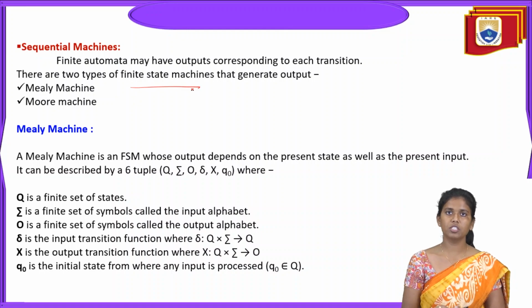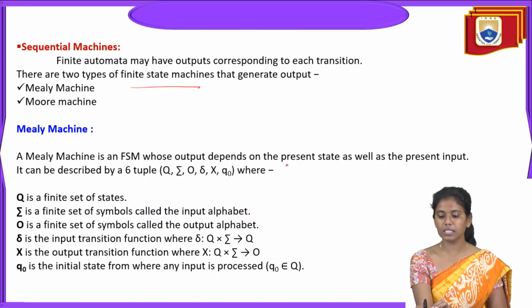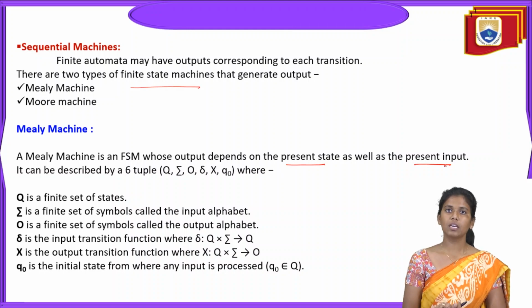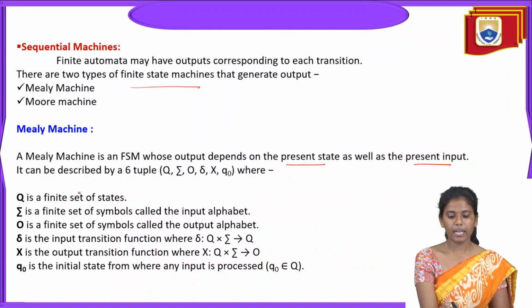Okay, finite state machines, Mealy and Moore. So the Mealy FSM is a finite state machine whose output depends on the present state as well as the present input. And here it can be described by a 6-tuple.